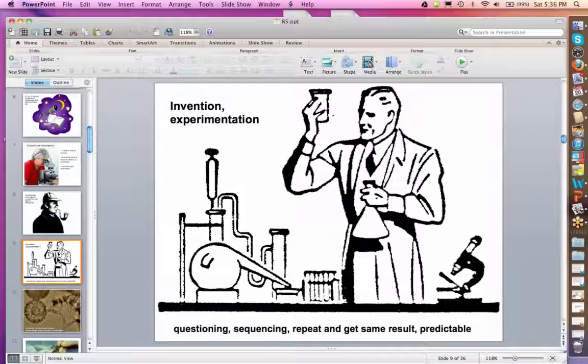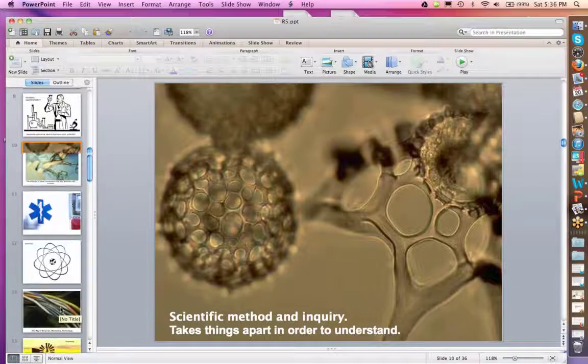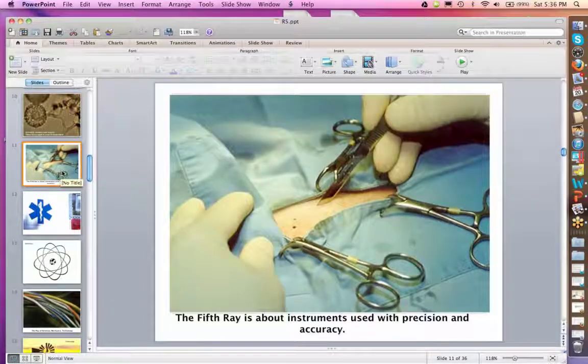It's sequencing. It repeats. It wants to get the same results when it has to do with science. And it is a predictable ray. It doesn't like, in many ways, spontaneity and being put on the spot. It's the ray that has to do with the precision and the accuracy of instruments. Unless someone has fifth ray, I'm not sure I'd want him to perform surgery on me.